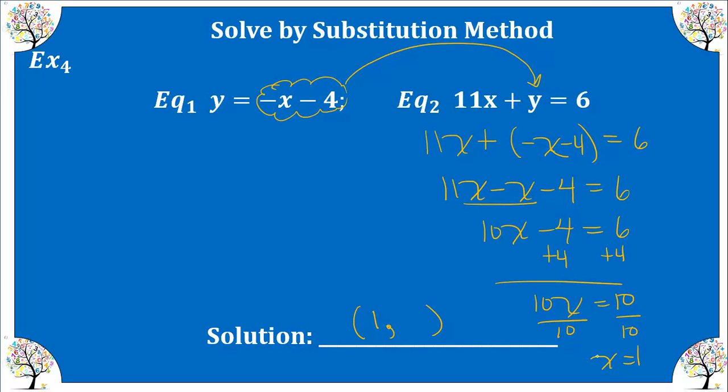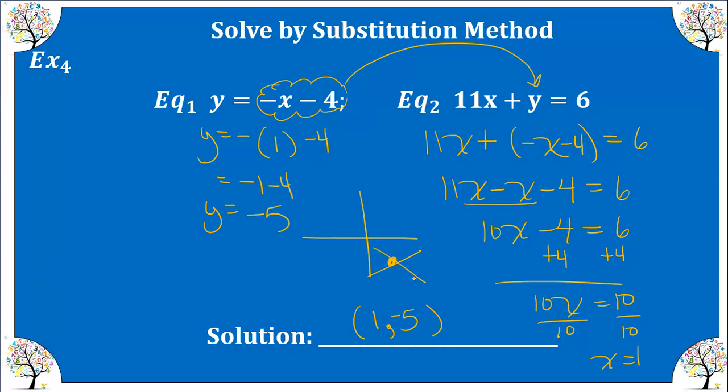I'm going to take this value of x equals 1 and plug it into this equation. So I have negative x is 1 minus 4. This is negative 1 minus 4, so y equals negative 5. So on the coordinate plane, this intersection is going to be in quadrant 4. So somewhere here, these two lines would intersect.